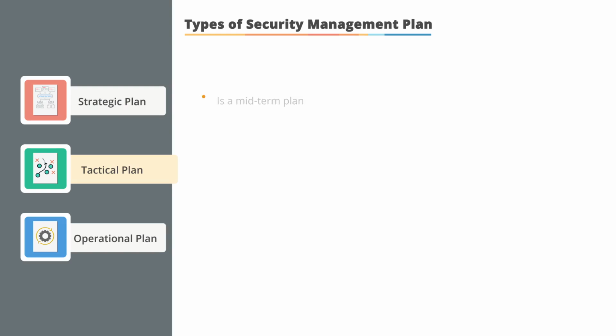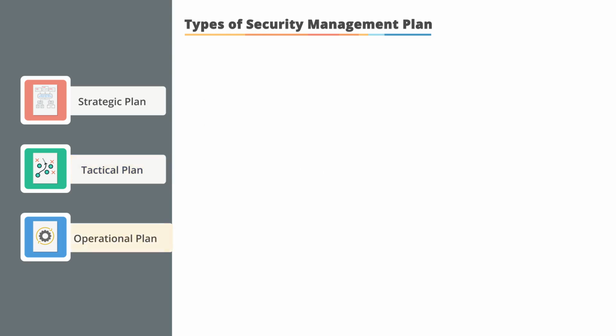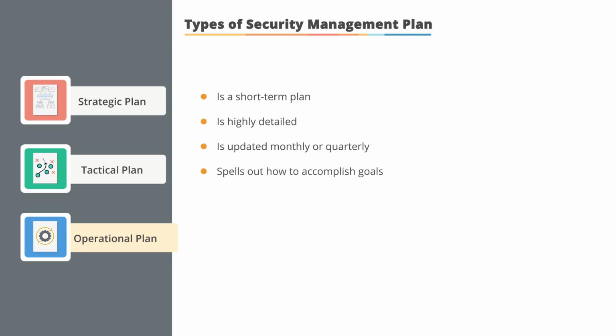Tactical plan. This is a midterm plan developed to provide more detailed goals, usually for a year or two. It's more technology-oriented. Finally, at the lowest level, the operational plan. This is a short-term plan, very highly detailed. It must be updated often, monthly or quarterly. It spells out how to accomplish the various goals.